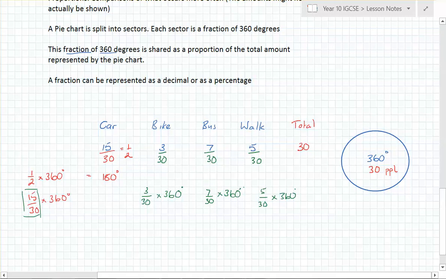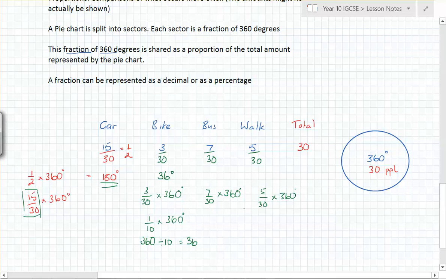Now the question I've got to ask you is, can you work out 3/30 of 360? 3/30 is 1 out of 10 of 360. So what's 1/10 of 360? How'd you find it? Anyone? Igor? 1/10 is 360 divided by 10. Okay, so 360 divided by 10 is 36. So that means that if this is 180 degrees, this one will be 36 degrees. And then you do the same.